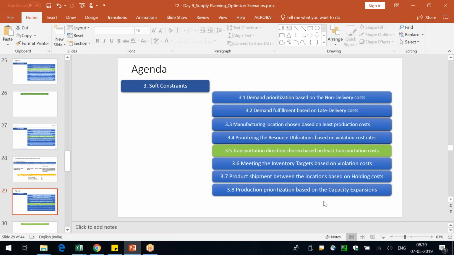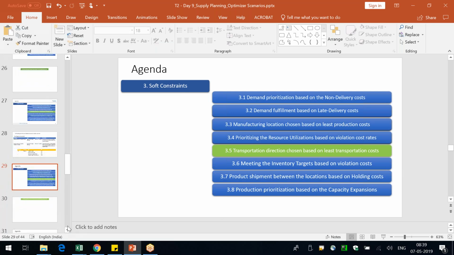Okay, what is the next? Transportation direction chosen based on the least transportation costs. We have seen it. You maintain transportation cost rate, that is a variable one. You maintain the fixed transportation cost, that's a fixed cost. The cheapest would be picked up, and the system does the supply plan accordingly.